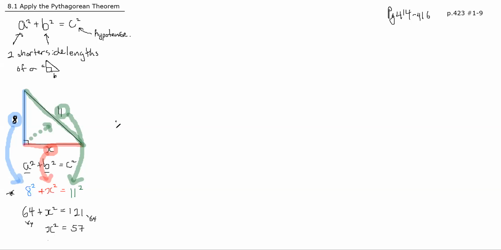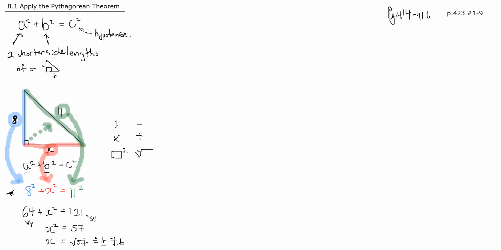In case you forgot, the opposite of addition is subtraction. The opposite of multiplication would be division. The opposite of a squaring would be the square root. You're going to square root both sides. This is going to be x, which is the square root of 57, which is plus or minus 7.55, so I'm going to do 7.6 approximately.